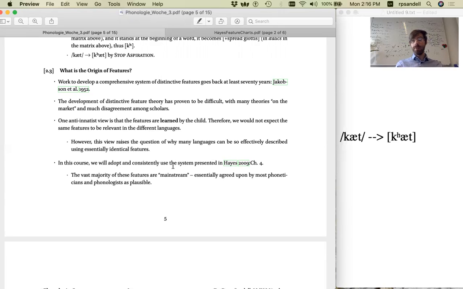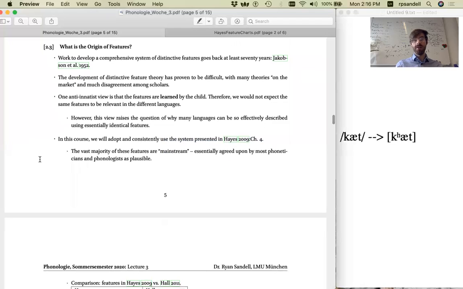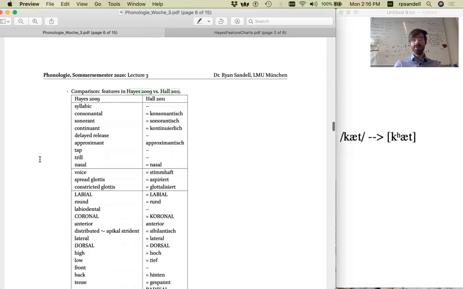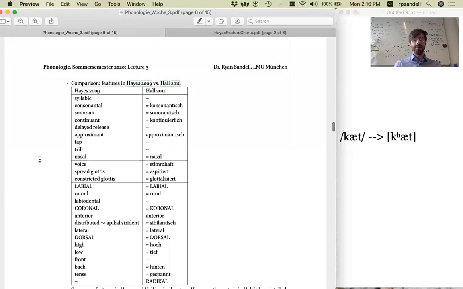Concerning the system that is presented in Chapter 4 of Hayes' textbook, my assessment is that the majority of the features that are used there could be called mainstream, in the sense that they are largely agreed upon by most phoneticians and phonologists as at least plausible, if not extremely likely or virtually certain. Here, if you briefly compare the features that are used in Hayes' textbook versus Hall's textbook, you'll find that some of these features are virtually identical.